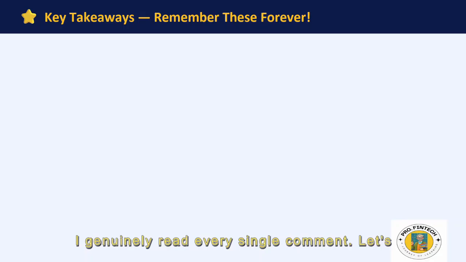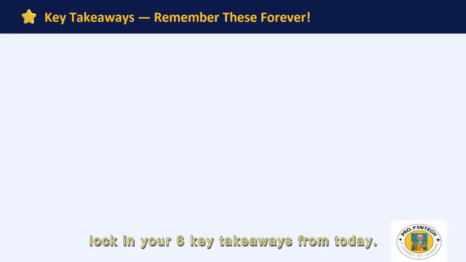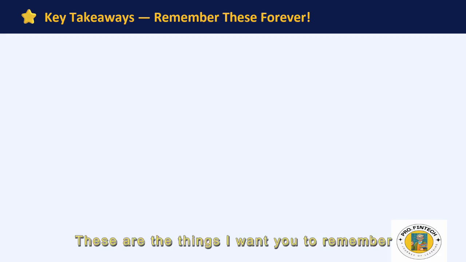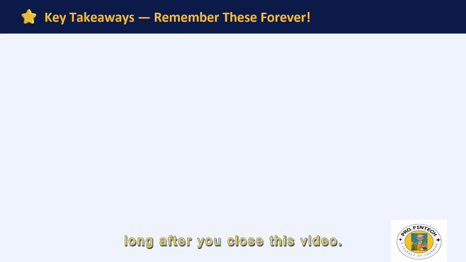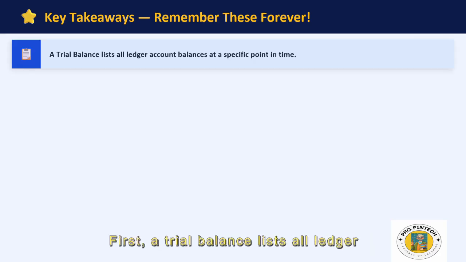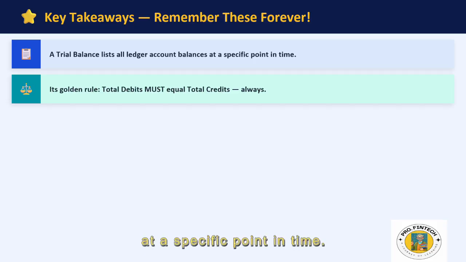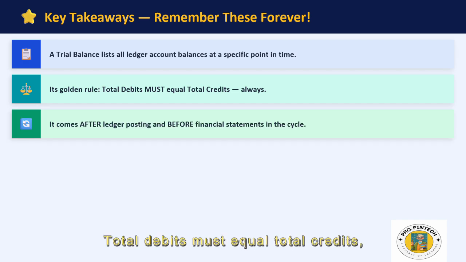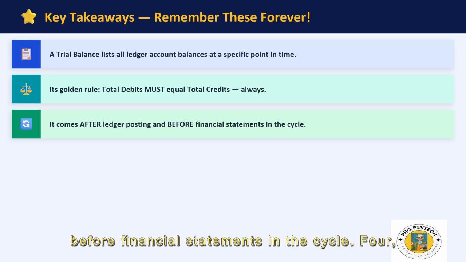Let's lock in your 6 key takeaways from today. These are the things I want you to remember long after you close this video. First, a trial balance lists all ledger account balances at a specific point in time. Second, the golden rule: total debits must equal total credits. Always. Three, it comes after ledger posting and before financial statements in the cycle.